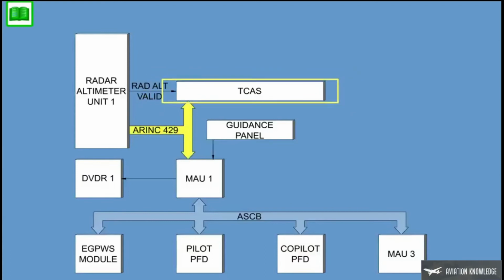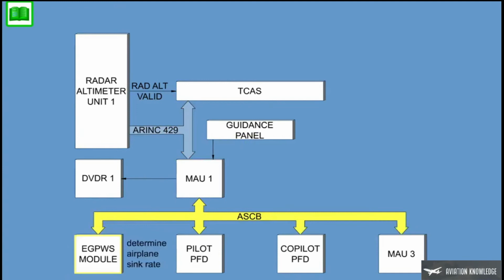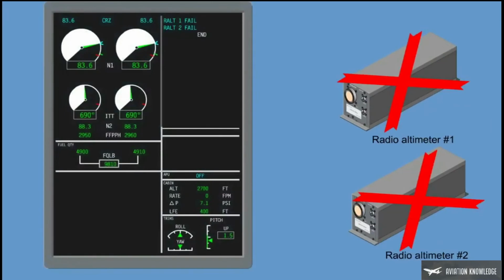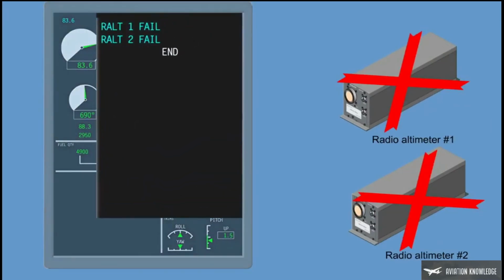The system interfaces with the TCAS, which uses the radar altitude information to inhibit descend resolution advisories. The system also interfaces with the MAU for data distribution and integrity checking. In addition, other interfaces are performed, such as with the EGPWS system to determine airplane sink rate variation, with the DVDR system in order to record mandatory parameters. When one or both of the radio altimeters has failed, the associated CAS message, Radio Altimeter 1 Fail or Radio Altimeter 2 Fail, is displayed on the EICAS display.